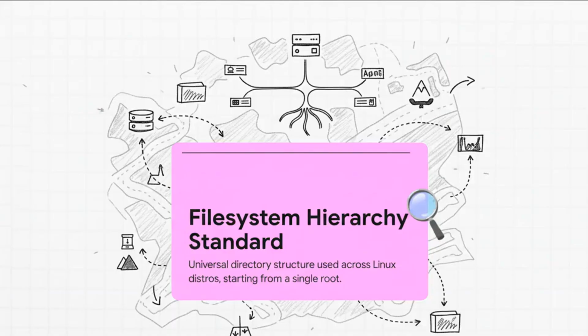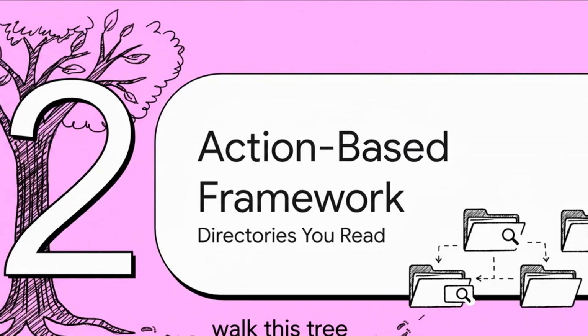Now, from an executive and operational standpoint, this standard is the holy grail of server reliability. It's a universal map. The truly beautiful thing here is that this strict standard works exactly the same across Ubuntu, Red Hat, and even right inside your Docker containers. You learn this map once, and your team can predictably navigate literally any infrastructure in the world. Next, let's break this down into an action-based framework, starting with the directories you primarily read from.